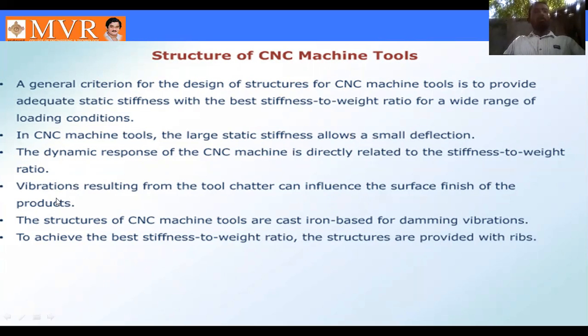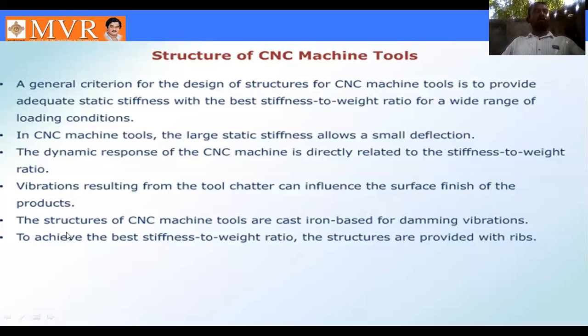The next point: vibration resulting from tool chatter can influence the surface finish of the products. It is heavy machinery, and when the tool does the work automatically, vibration is produced by the machine. So the vibration resulting from tool chatter can influence the surface finish of the products.